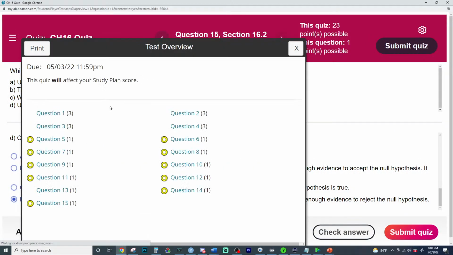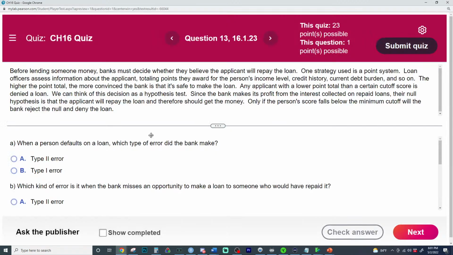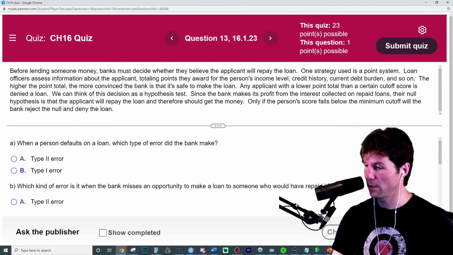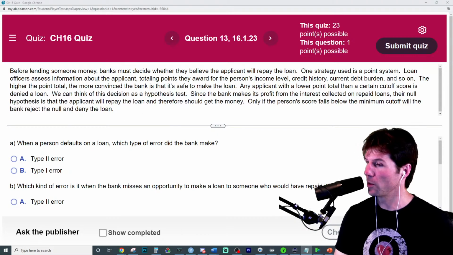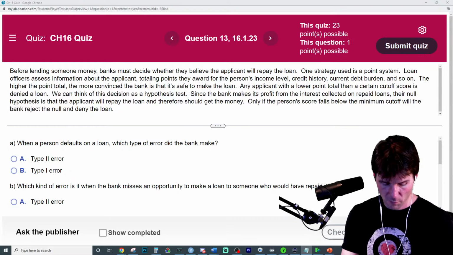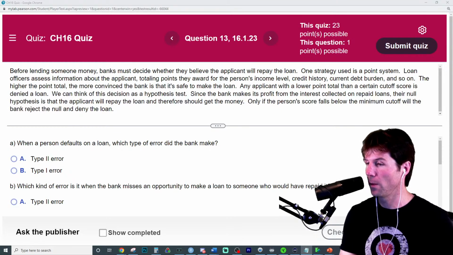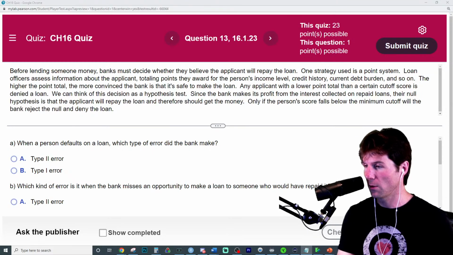We got one more question. We did these other ones, these first four right here. Are they in the same order as the quiz? Here we go. A bank is deciding. Let's put the time note in here. Time note: 59:25, Chapter 16, Quiz, Bank loans.